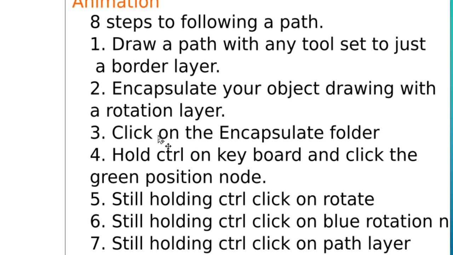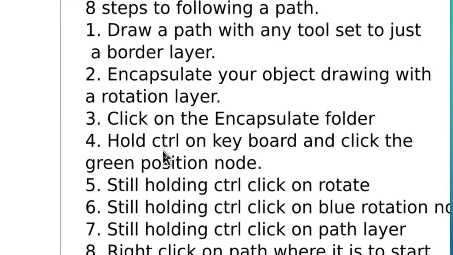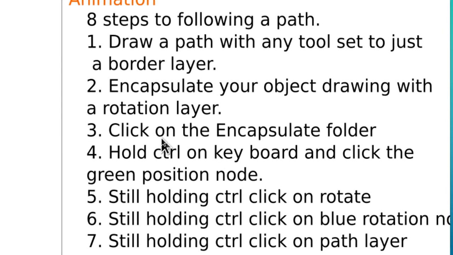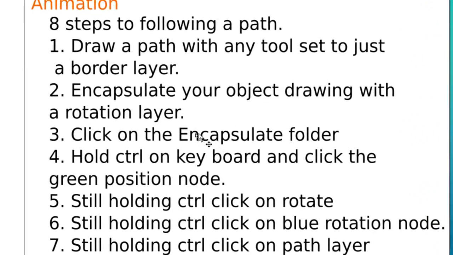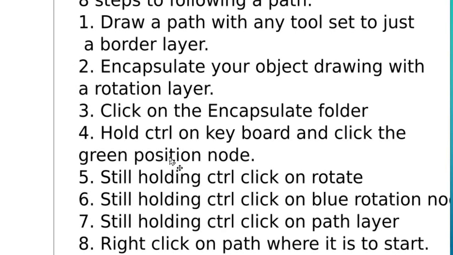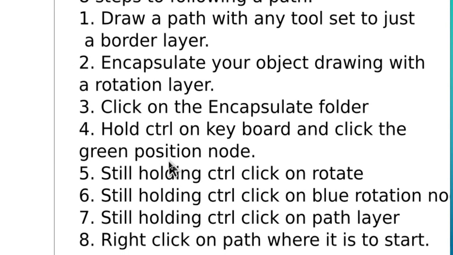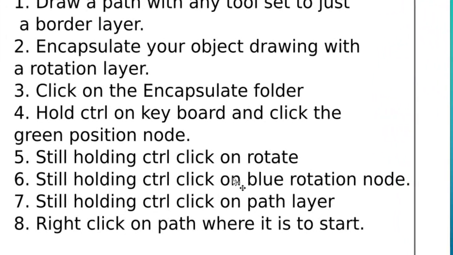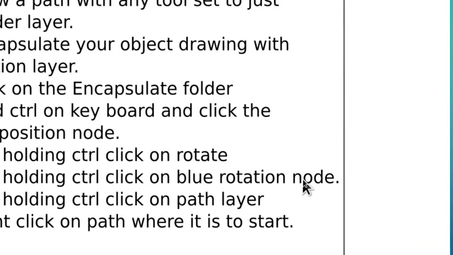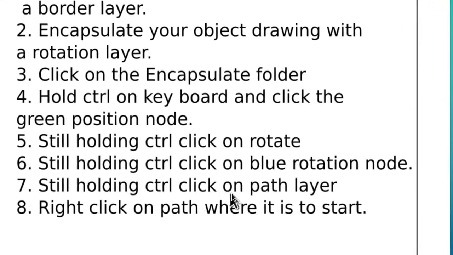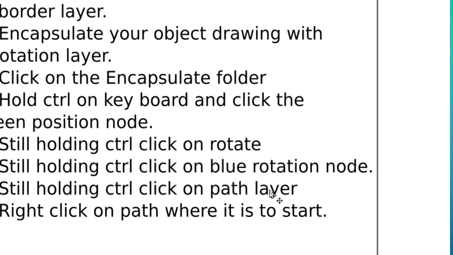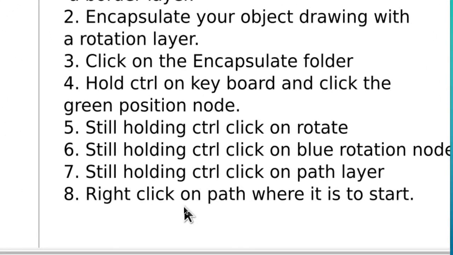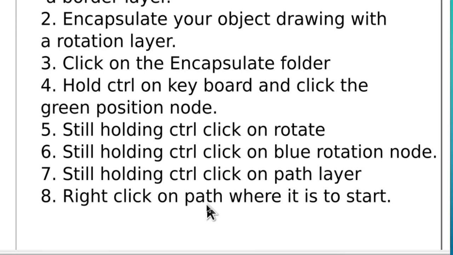Then we went through the process of clicking what we had to click to associate everything. And that's the trickiest thing to remember, but it is first you click on the encapsulated folder, then you hold down control and click on the green position node. You keep holding down control, click on rotate, hold control still, and then for rotate you click to associate the blue rotation node. Then you click on the path name, the path layer, in the layers column on the right, and then you click on the path that you drew where you want it to start.